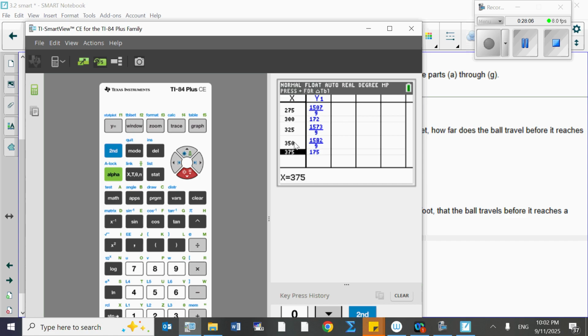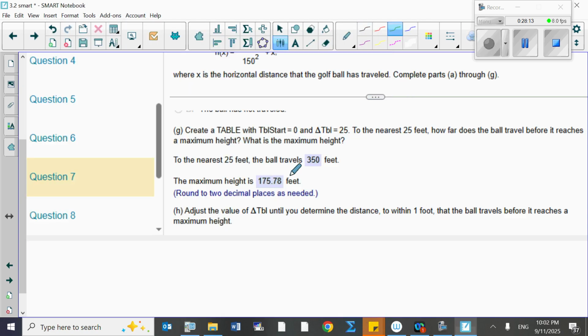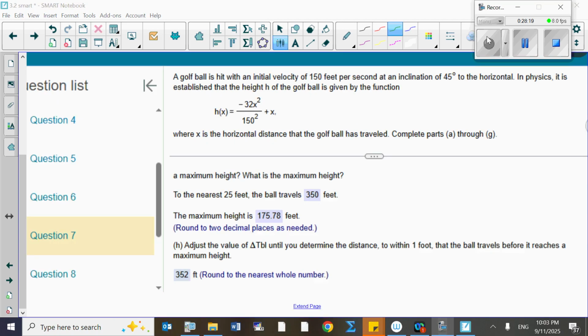So the x for this point is almost 350 for the nearest 25, and this is the y value, which is equal to 175.78. And the x is 350. Next is asking us to adjust the value of the steps of the table until you determine the distance within 1 foot that the ball travels before it reaches the maximum height. So on the previous part, we found it to the nearest 25 feet. That means it wasn't very accurate. Now we want to be more accurate and find it within 1 foot.